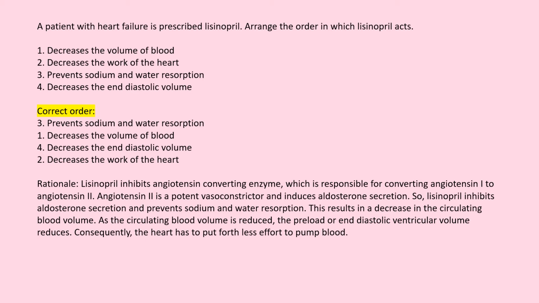Rationale. Lisinopril inhibits angiotensin converting enzyme, which is responsible for converting angiotensin I to angiotensin II. Angiotensin II is a potent vasoconstrictor and induces aldosterone secretion. So, lisinopril inhibits aldosterone secretion and prevents sodium and water resorption. This results in a decrease in the circulating blood volume. As the circulating blood volume is reduced, the preload or end diastolic ventricular volume reduces. Consequently, the heart has to put forth less effort to pump blood.